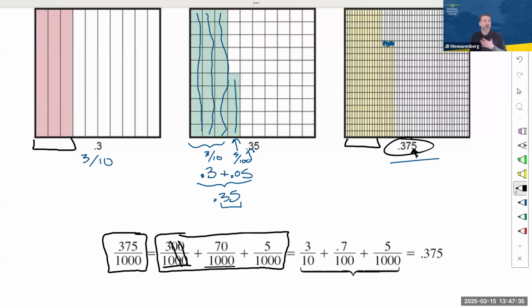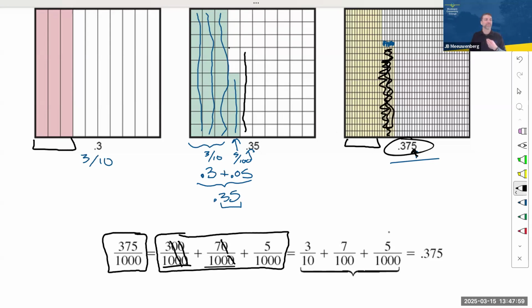And then we have 7/100ths, right? These zeros can cancel out. It's like dividing both by the greatest common factor of 10, 7/100ths. And we would see 7/100ths. We would see those like 7 stacks of these, right?